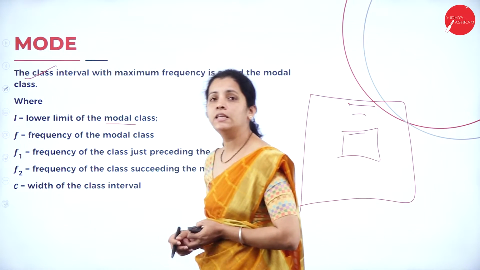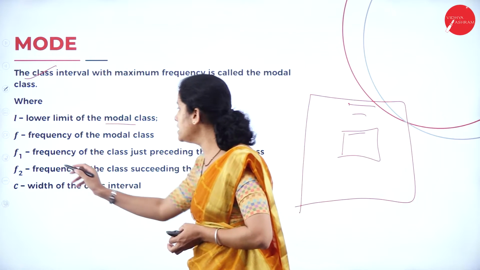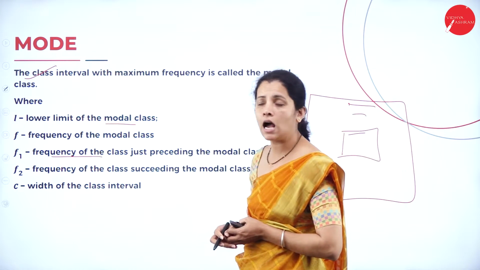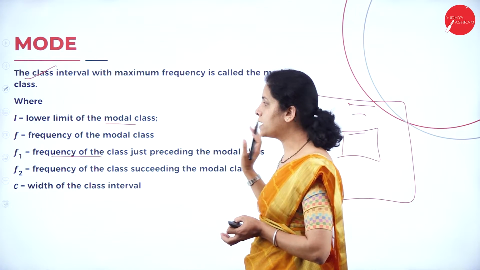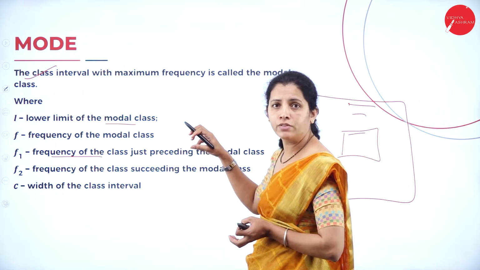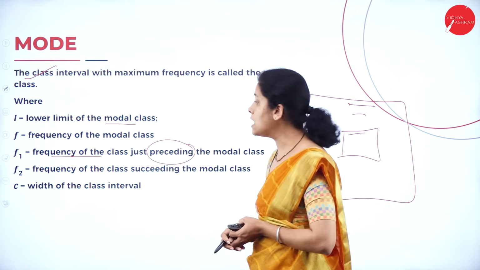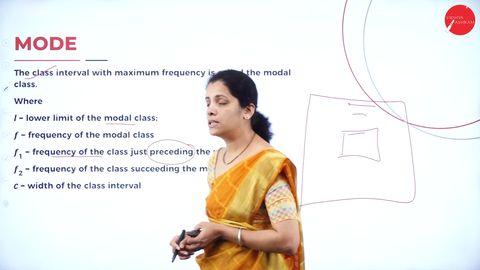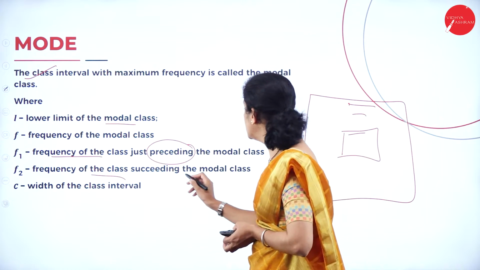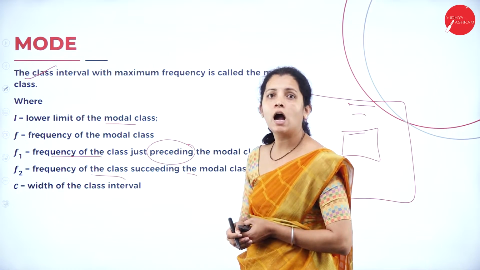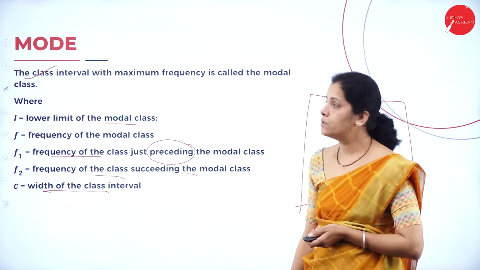So here L is nothing but the lower limit of the mode class. F is the frequency of the mode class. F1 is the frequency of the class just preceding the mode class. So what is F1? It is the frequency of the class preceding the mode class. Then F2 is the frequency of the class succeeding the mode class. And C is the width of the class interval.